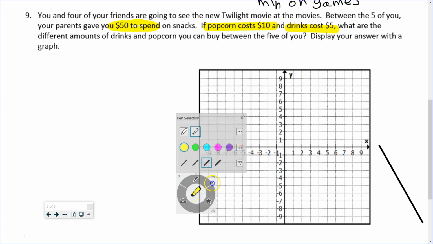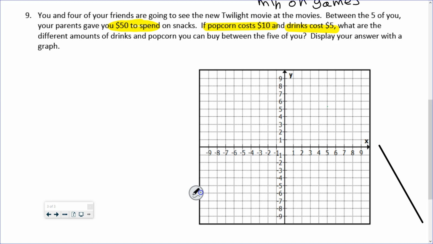Okay, so first things first, what are my variables? What is x going to represent for this equation? All right, x is going to be how much popcorn you have. Okay, and what is y going to represent? How many drinks I get. There you go.